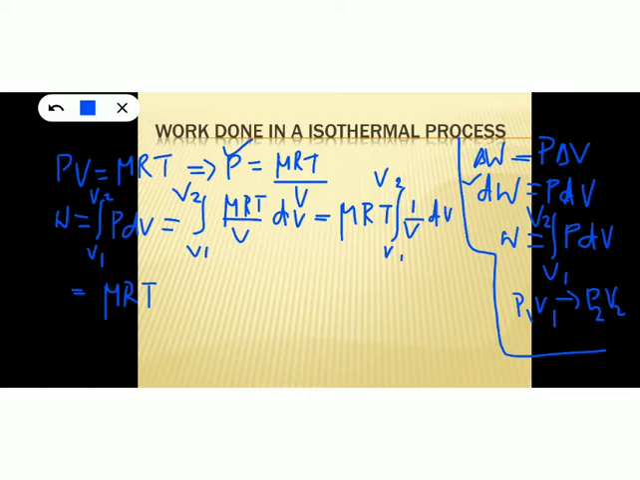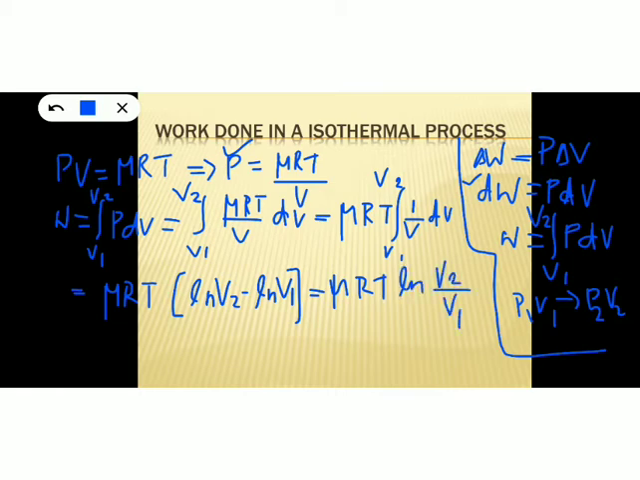So you must study it by heart. Integral of 1 by V dV is ln V2 minus ln V1. Integral V1 to V2 1 by V dV is ln V2 minus ln V1. So ln is the natural logarithm. It's not base 10 logarithm, it's natural logarithm. And you know that log A minus log B is log A by B. So similarly, ln V2 minus ln V1 is ln V2 by V1. So equal to mu RT ln V2 by V1.